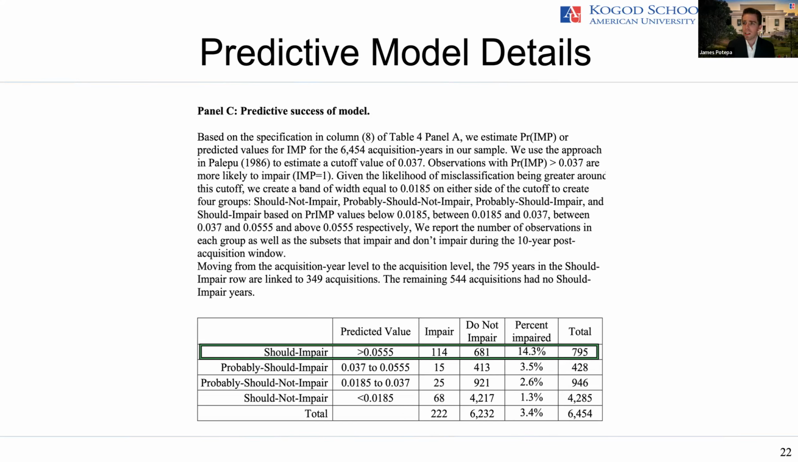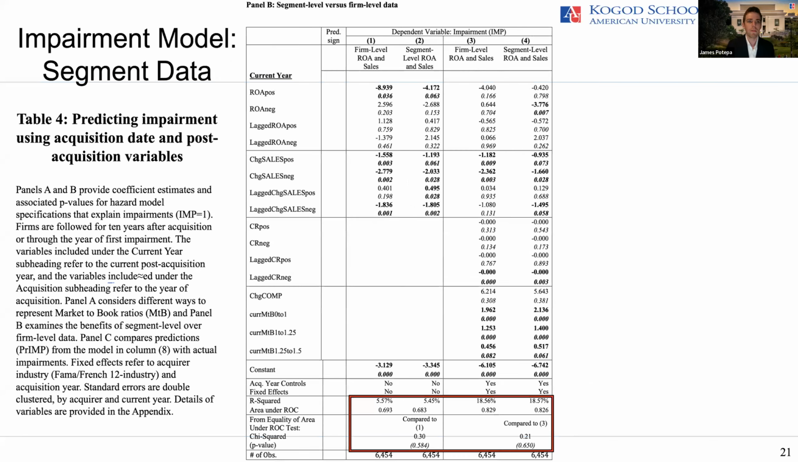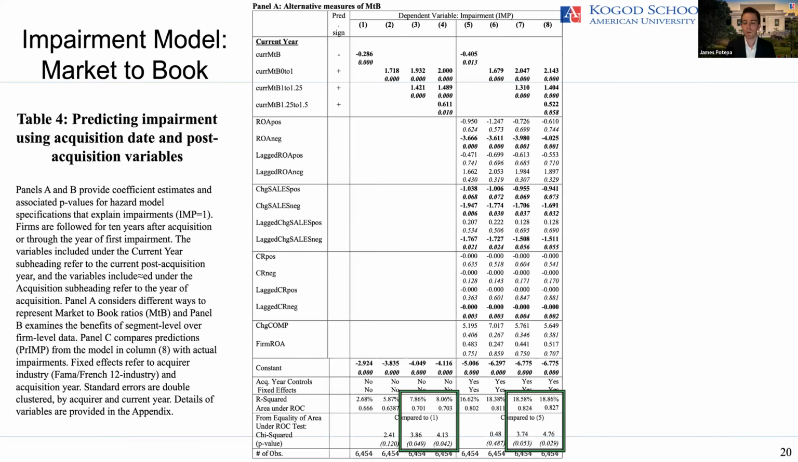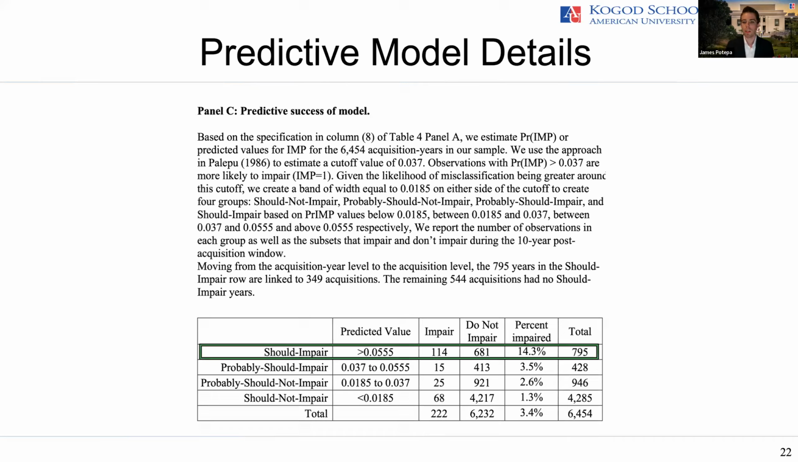In terms of our predictive model, we're basically going to use our full equation here, with all the variables that we found useful. We're all using the segment level data, and we're going to use that to put together our prediction model. We're going to use a cutoff procedure from Palepu 1986 to break up our model. We're going to categorize it into should impair, probably should impair, probably should not impair, and should not impair.